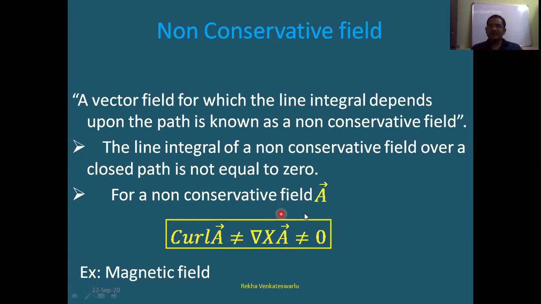If the curl equals 0, then that vector is said to be an irrotational vector, sir. Curl is nothing but rotation. If curl A bar equal to 0, then A bar is said to be irrotational. For a non-conservative field, curl A bar not equal to 0. Therefore, it is a rotational vector field. An example of a non-conservative field is the magnetic field due to a moving charge. The magnetic field formed due to the moving charge is a non-conservative field.